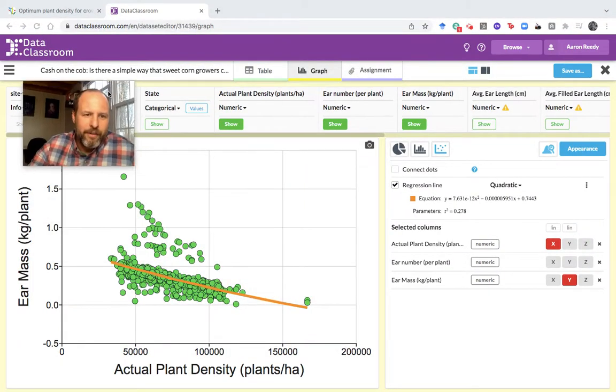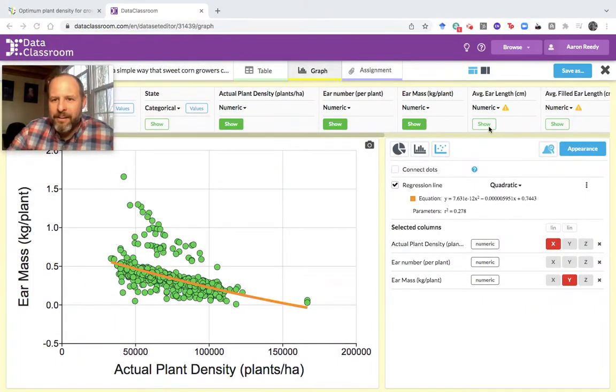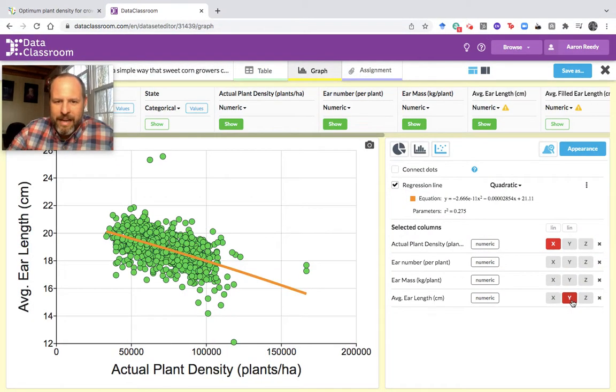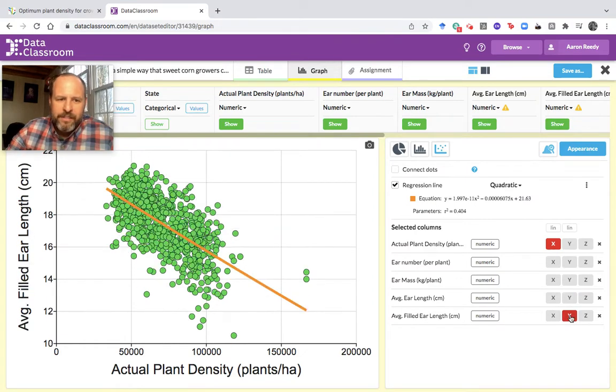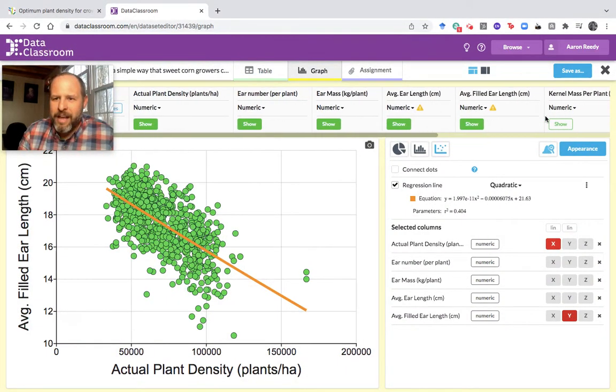Move my face over here. I'm going to add another variable, average ear length. And again, this is at the level of the plant. I'm going to click down there. We see the same trend. The more plants per field, that is the greater density, the smaller the ears of corn get. Averaged filled ear length, and I'll put this on Y. This is the average length of the ear that is actually filled with corn kernels, because sometimes there can be a little bit of empty ear in the corn that doesn't have kernels. And you can see same trend, average filled ear length goes down as density goes up.